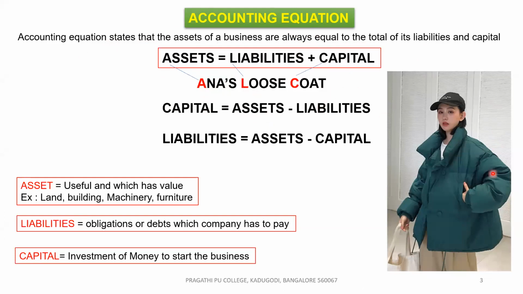You can see the girl wearing the coat here in the picture, and she is wearing a very loose coat. So assume that her name is Anna. Remember the accounting equation: Anna's loose coat.